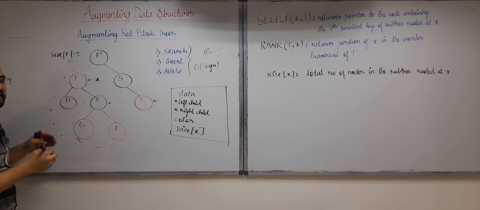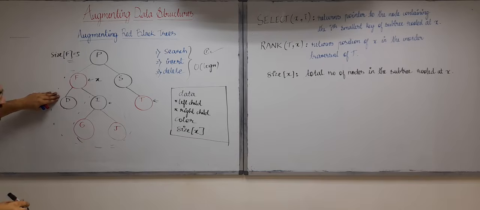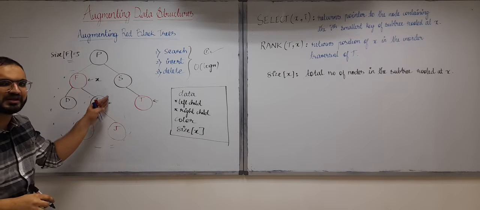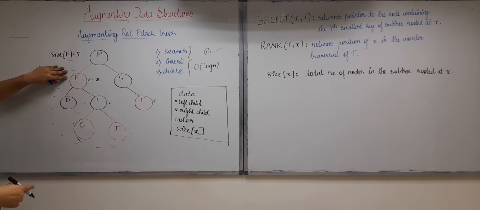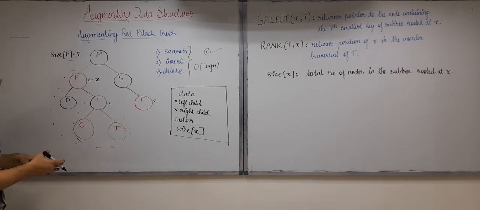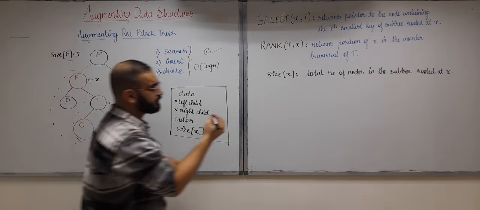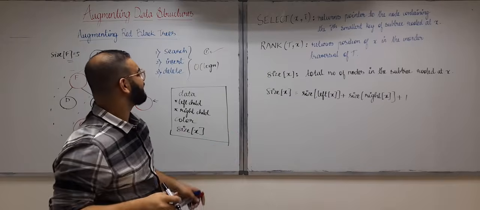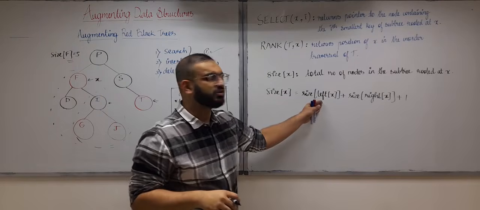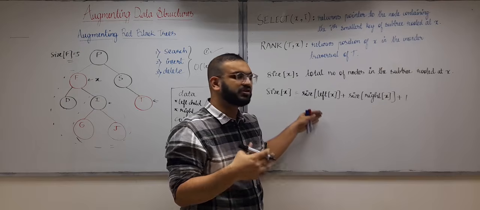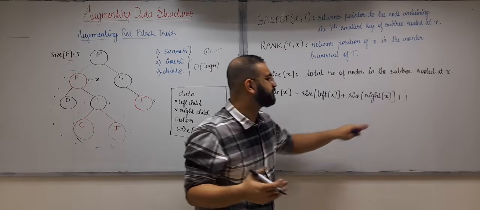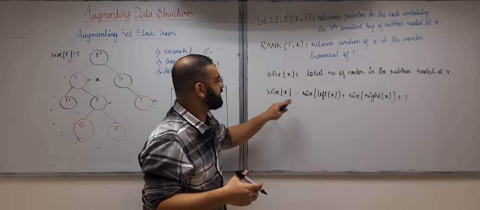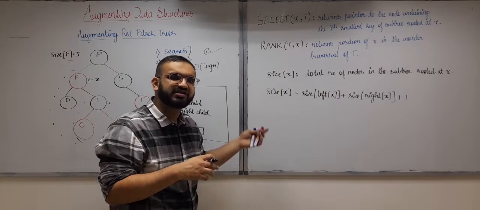So now that will be equal to the number of nodes in the subtree rooted at d plus the number of nodes in the subtree rooted at I plus 1. Why plus 1? Because we are also including this node f when we are calculating the size of f, right? So how can we write it down? Size of x is equal to size of left of x, the size of the left subtree, plus size of right of x, the size of the right subtree, plus the node itself, plus 1. So that is how we calculate size of x.